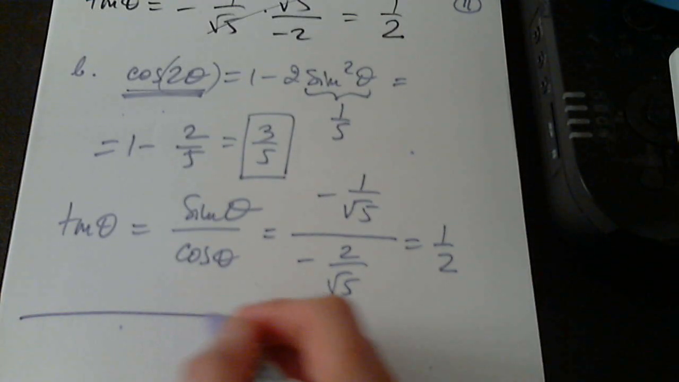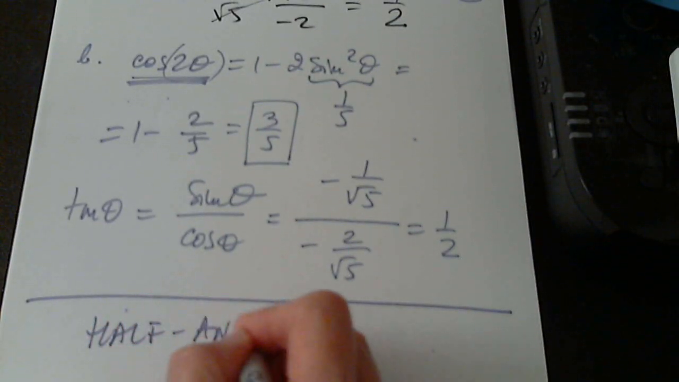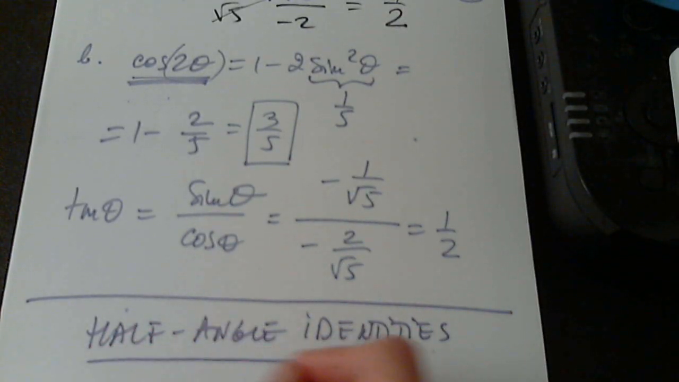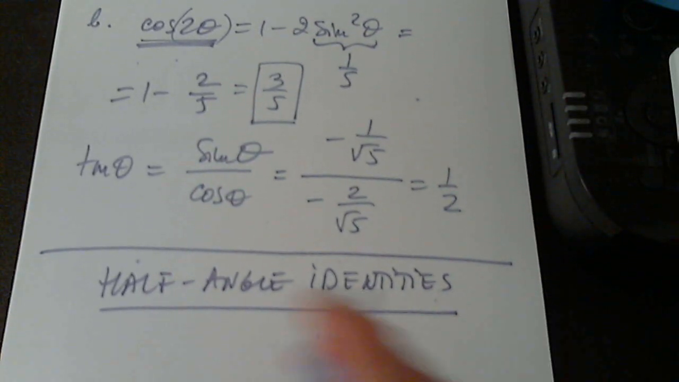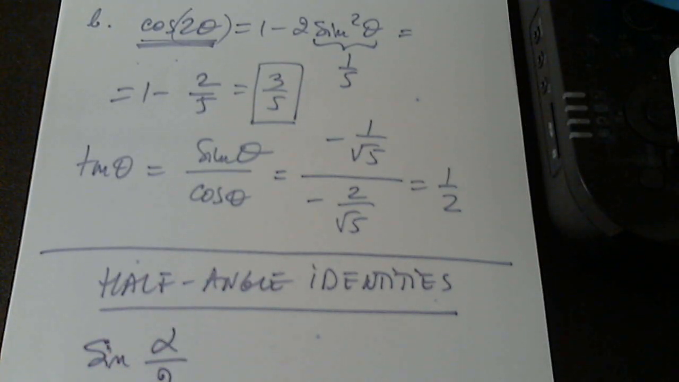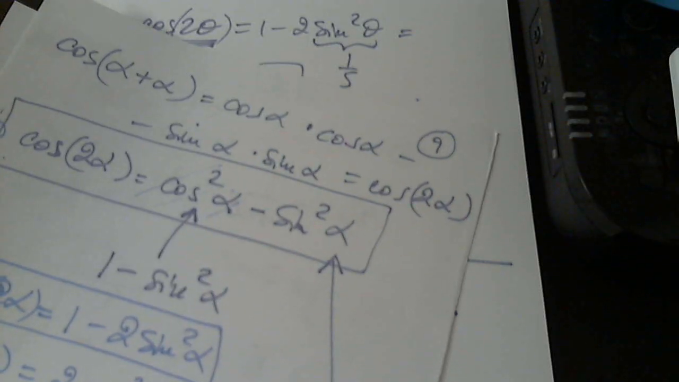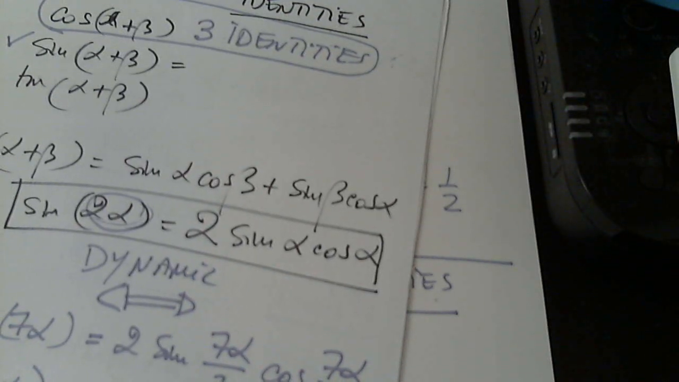So, a final set of identities: half angle identities. Those half angle identities mean basically sine alpha over 2. And you can say, but you already showed us an example. Yes, based on the double angle. But in addition to that, we also have something else that is very important.